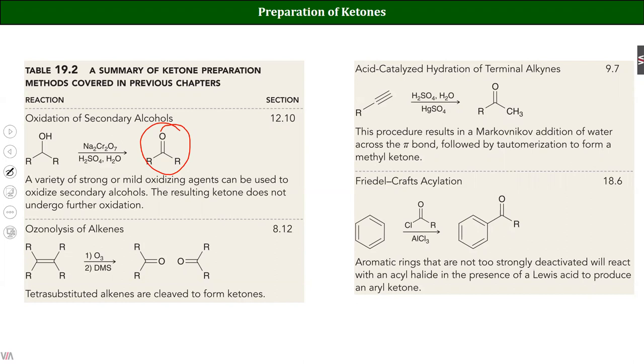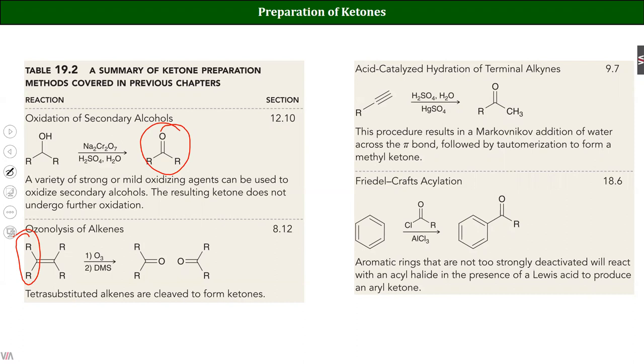Ozonolysis of alkenes: if you have an alkene that's got two R groups on one side, when you go through ozonolysis, you get a ketone. If you do a hydration of a terminal alkyne or any alkyne, you'll wind up with a ketone because you make the Markovnikov addition product. And then you can also make a ketone with Friedel-Crafts acylation.